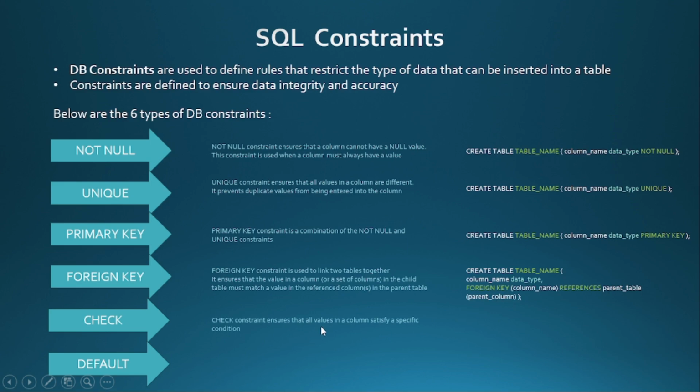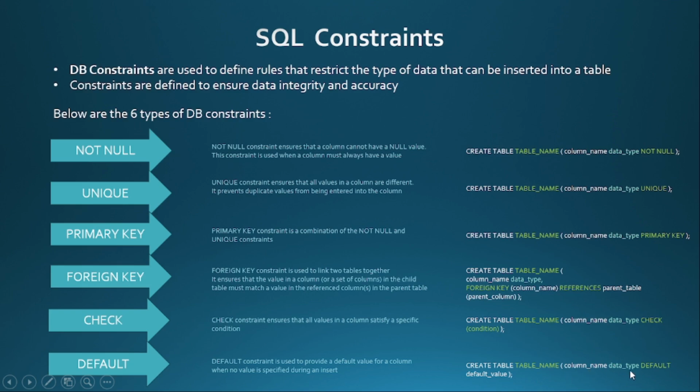Coming to the next constraint, check constraint. Check constraints do a pre-condition check. Assume we have an age column and it should accept only ages greater than 18 years. In that case, we create a check constraint for that age column. The final constraint is a default constraint. The syntax is create table, table name, column, data type, default value.